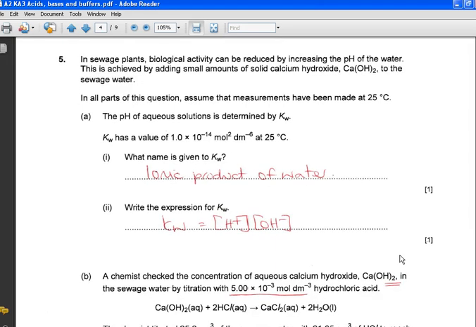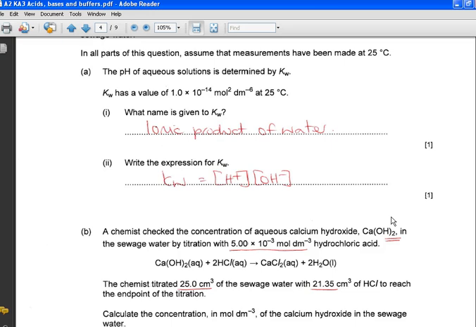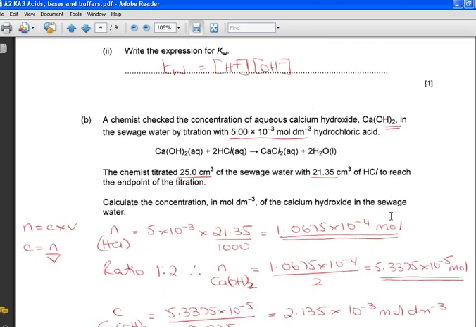Okay, question 5. It asks for the name of KW, which is just something you need to learn, and you also need to know that this expression is KW. They're 2 very straightforward, easy marks there.